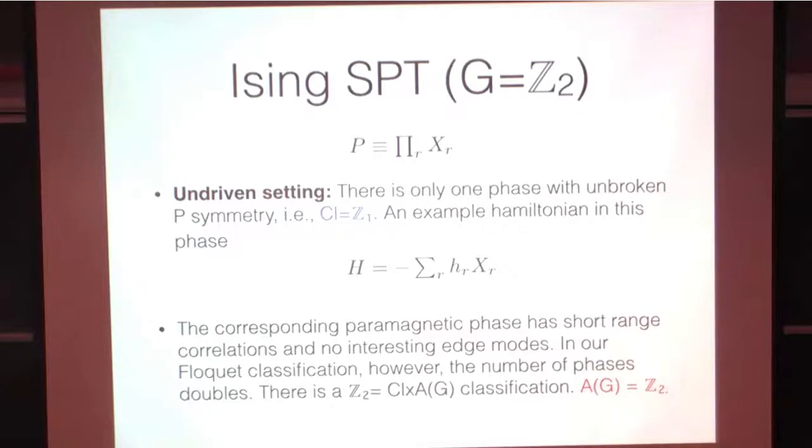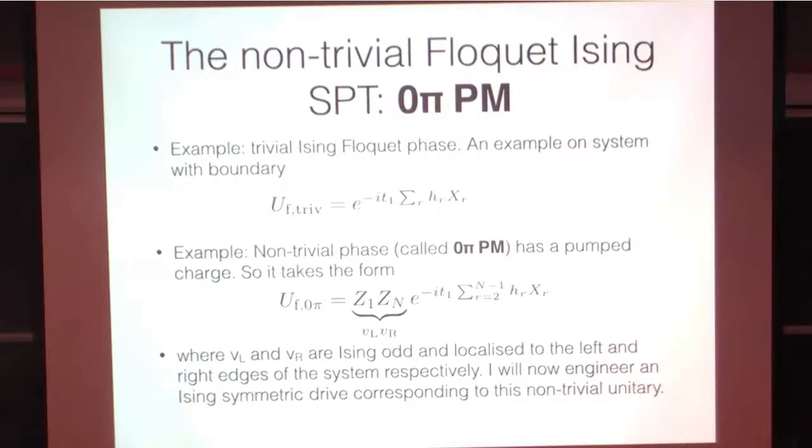And the fact that there's a Z2 classification corresponds to the fact that, in this case, the pump charge can take just one of two values, because there are just two representations for Z2, either Ising even or Ising odd. I'll say more on that shortly anyway.